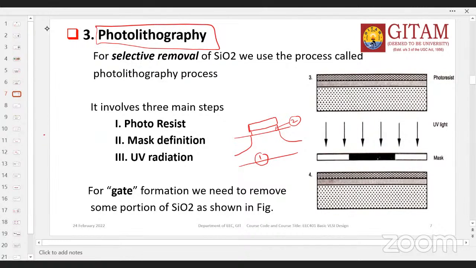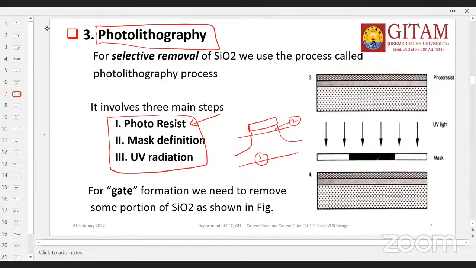The selective removal of silicon dioxide is called the photolithography process, right? So with the help of this, we can do it. How can we do this? It requires some kind of steps. We have to follow some steps on that. What are those steps here? First, we have to form a photoresist material on top of the silicon dioxide.